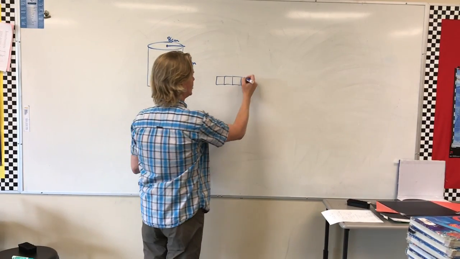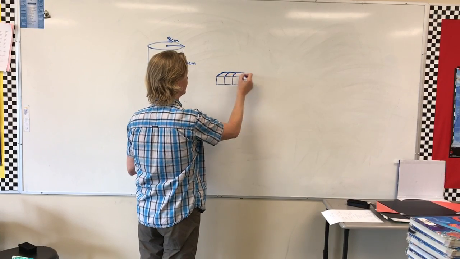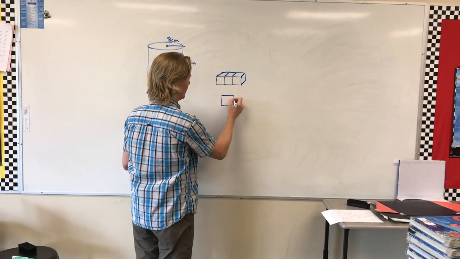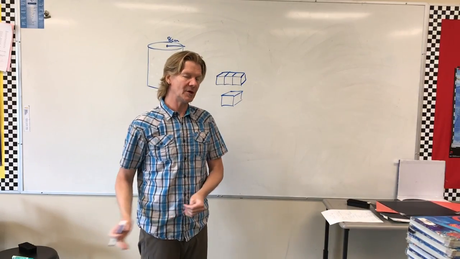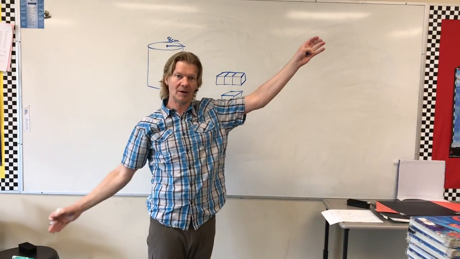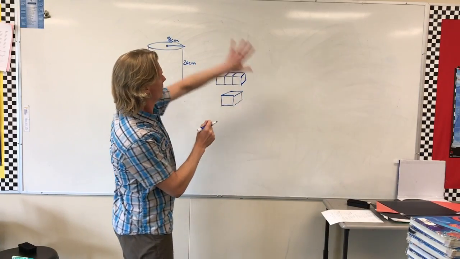Volume is different. It's how many cubes will fit inside that shape. So you need a three-dimensional shape. And how many of these 1 centimeter by 1 centimeter by 1 centimeter cubes, or 1 meter by 1 meter by 1 meter cubes, or 1 kilometer by 1 kilometer by 1 kilometer cubes? So the difference is the surface area is how many squares will fit on a flat surface.